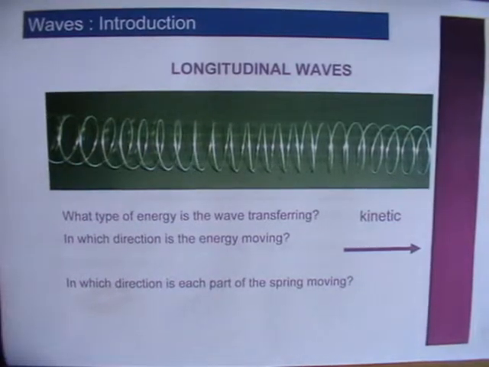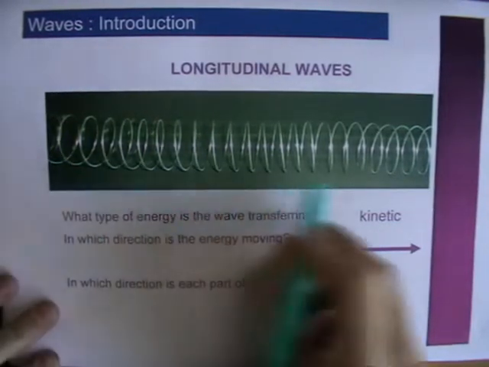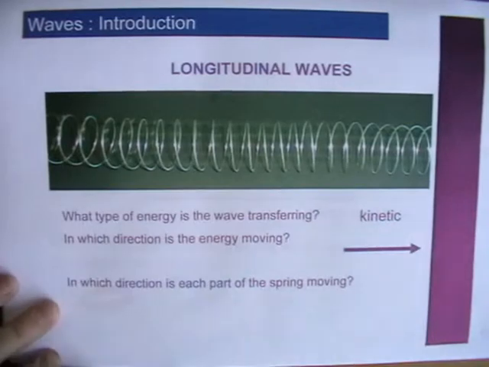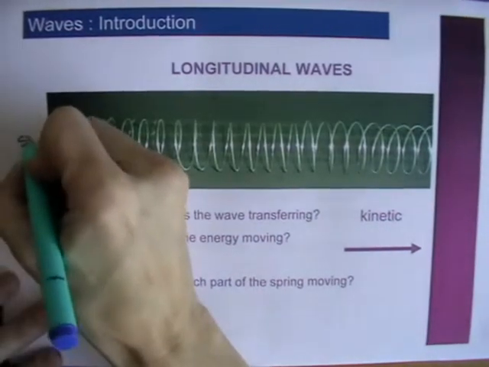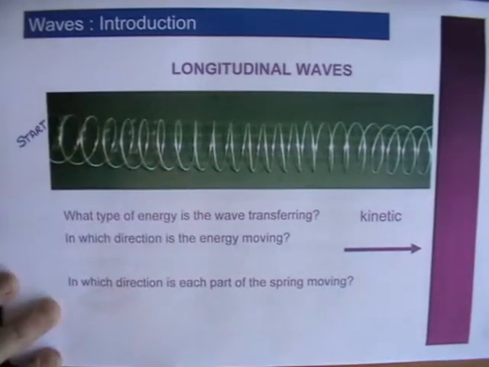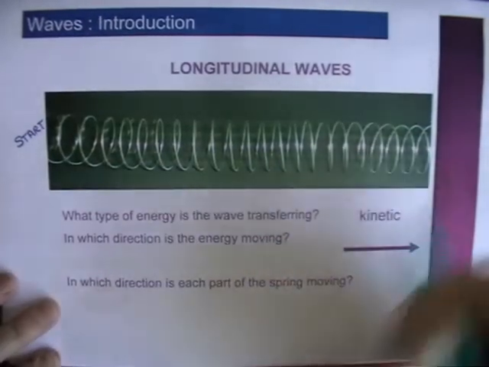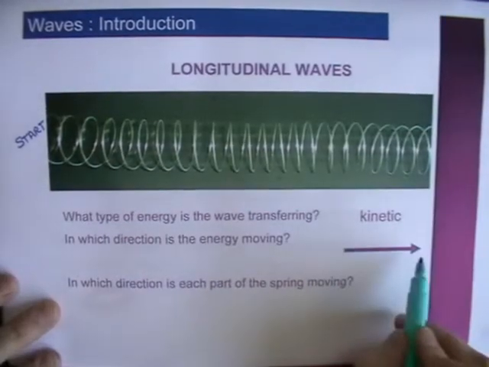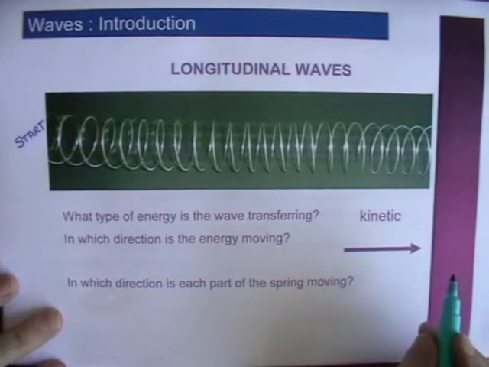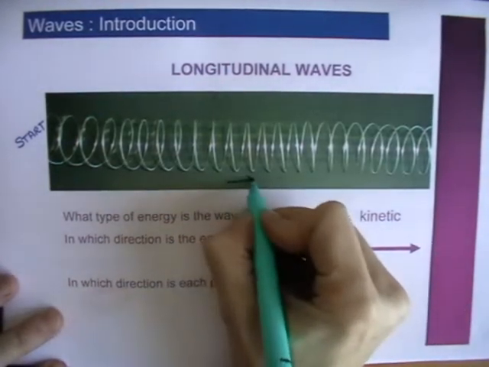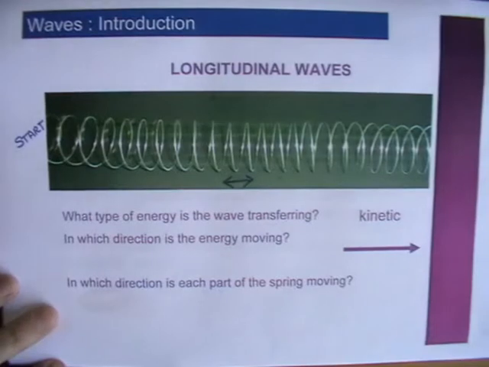So what type of energy is a wave transferring? Again, movement energy, so it's kinetic. What direction is energy moving in? If the person who started the wave started at this end on the left, and this is where it ends up, then it's moving from left to right. In which direction is each part of the spring moving? Each part of the spring is moving left to right as well.